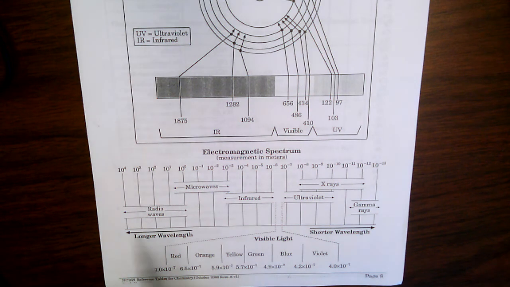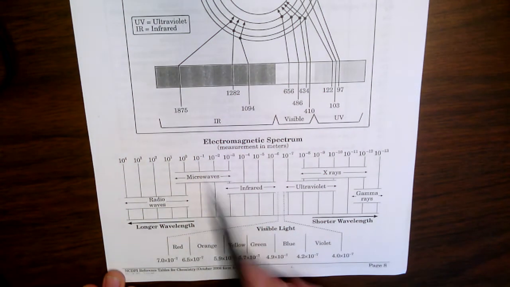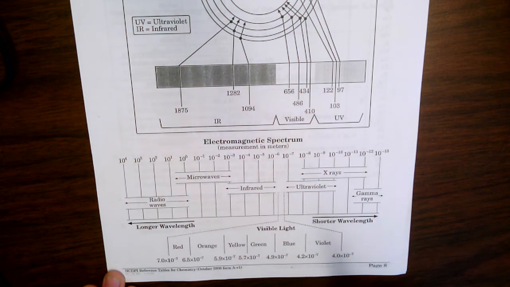So the first thing down here is the electromagnetic spectrum. This is showing electromagnetic waves and how they are in relation to each other. So you have radio waves, microwaves, infrared. You have visible light here. These are the colors of visible light, followed by UV. Then you've got ultraviolet, X-rays, and gamma rays.